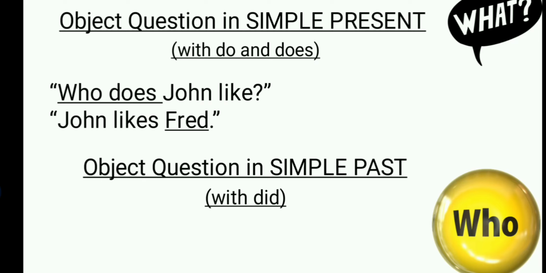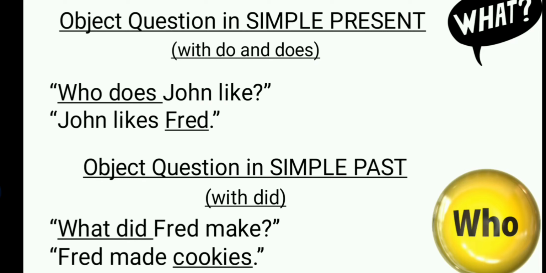Again, in the simple past, if you ask, what did Fred make? Fred made cookies. So the action of something being made was done on the object cookies. So cookies is the object here.